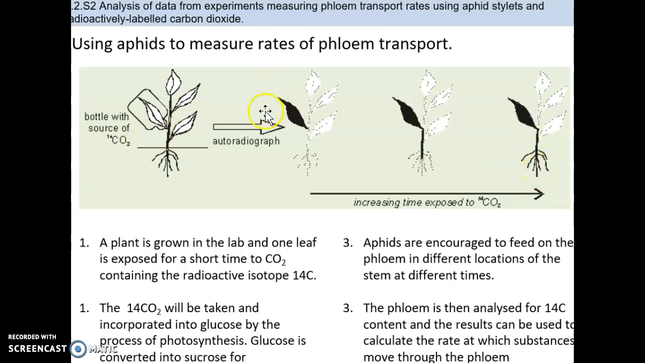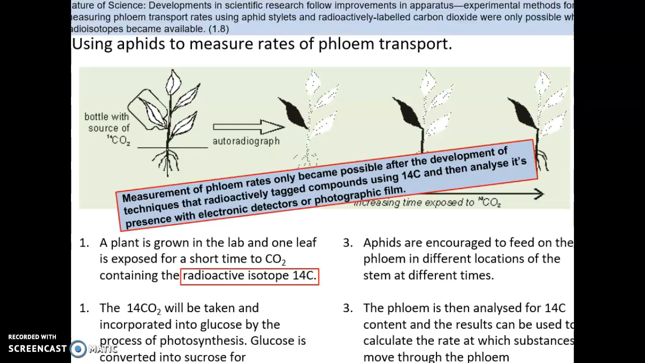But by doing this and puncturing the plant at various positions using an artificial stylet and collecting that radioactivity, we can track the movement of carbon molecules through the plant. Could be linked to a data analysis question here. Yep, so this is just effectively saying that you've got radioactive labeling of compounds, carbon-14.